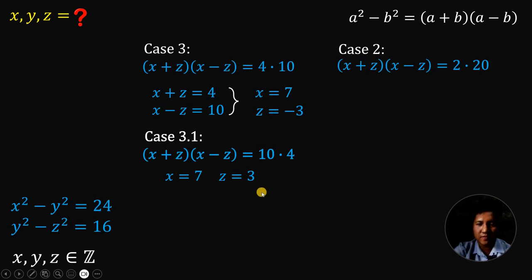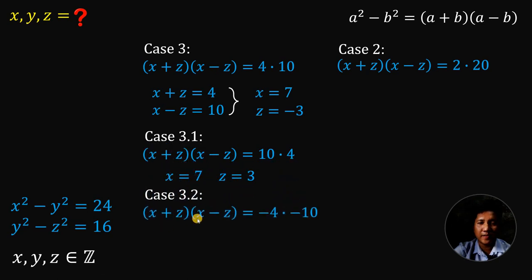Now let's focus on the next case, which is case 3.2, wherein x plus z multiplied by x minus z must be equal to negative 4 times negative 10. In this case, we get the value of x as negative 7 and z must be equal to 3.